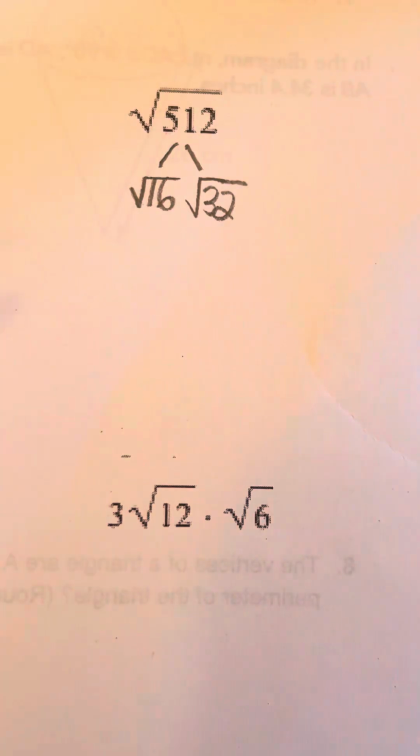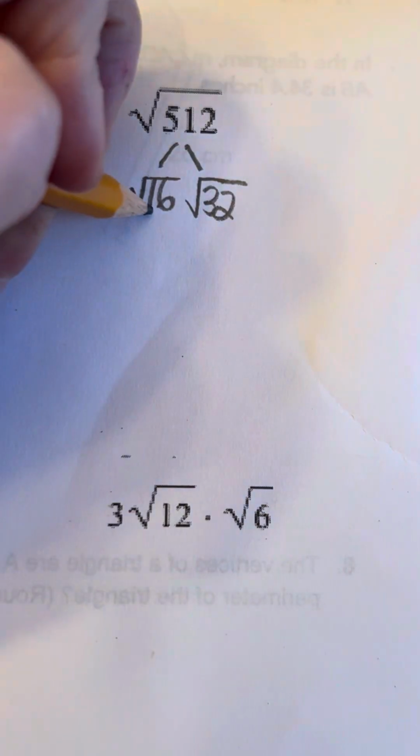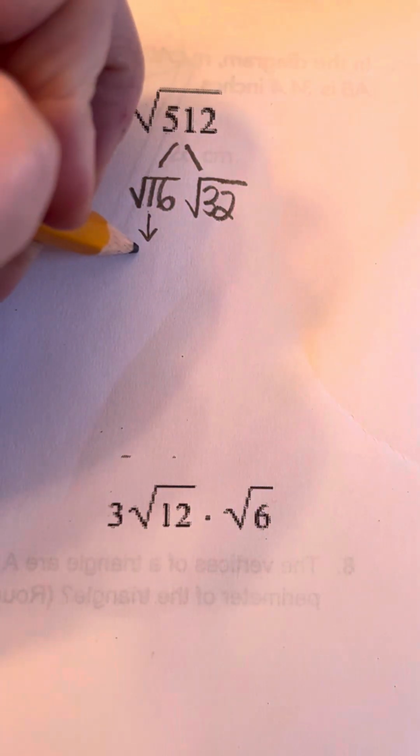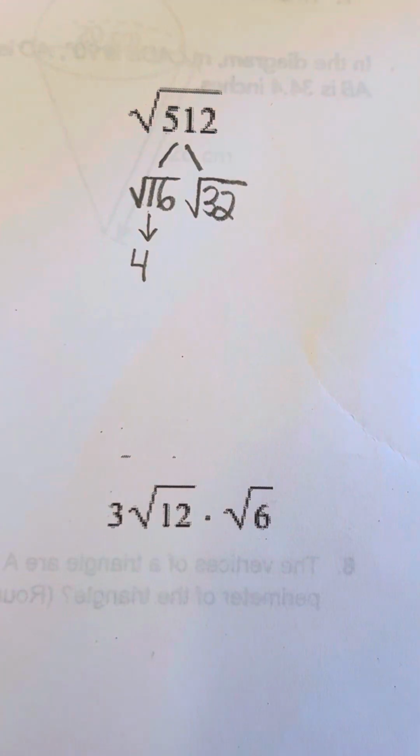But I have some work still to do with the number 32. So I have a perfect square, right? The square root of 16 is going to be 4. So we have that. You have numbers. Numbers times numbers can work. They can multiply. Roots times roots can multiply. You just can't multiply roots and just numbers.